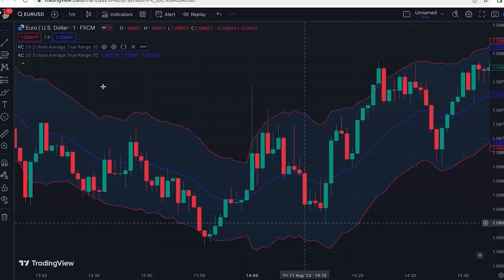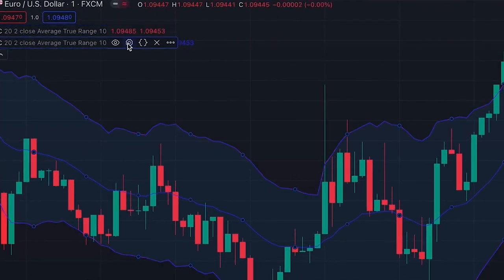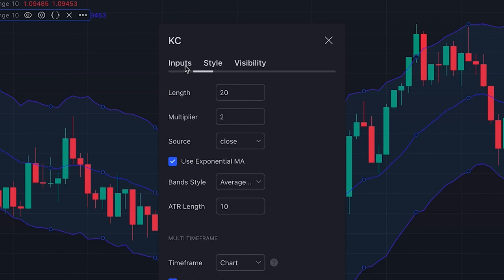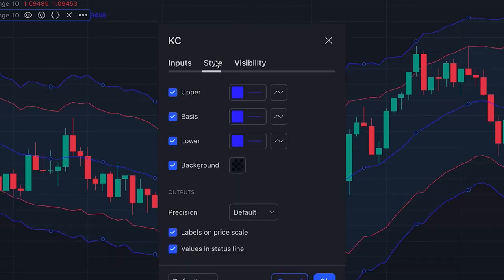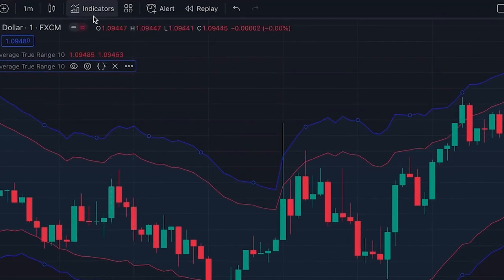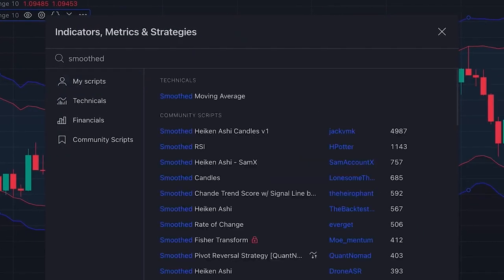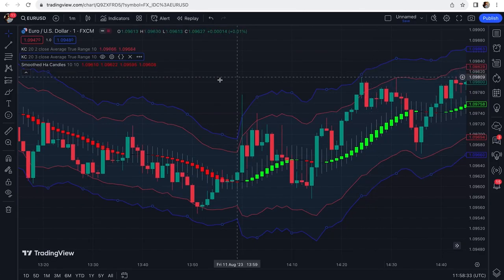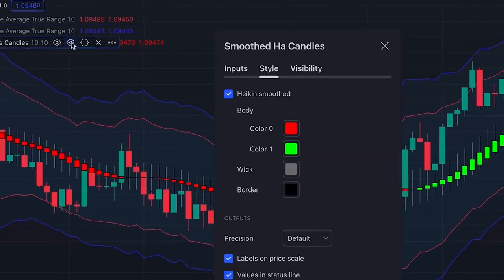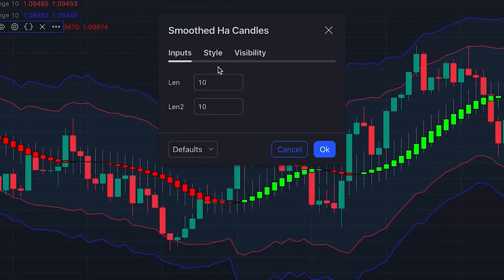And for the second Keltner channel, similarly we go to its settings, and in the inputs tab we set the multiplier at 3, and then in the style tab we remove the basis. Alright, and the third indicator that we want to add is called Smoothed Heikin Ashi. This one, Smoothed Heikin Ashi candles version 1, which is written by someone named Jack VMK. And for this indicator we must also change its settings. Here in the inputs tab, for both of them we set it at 11.